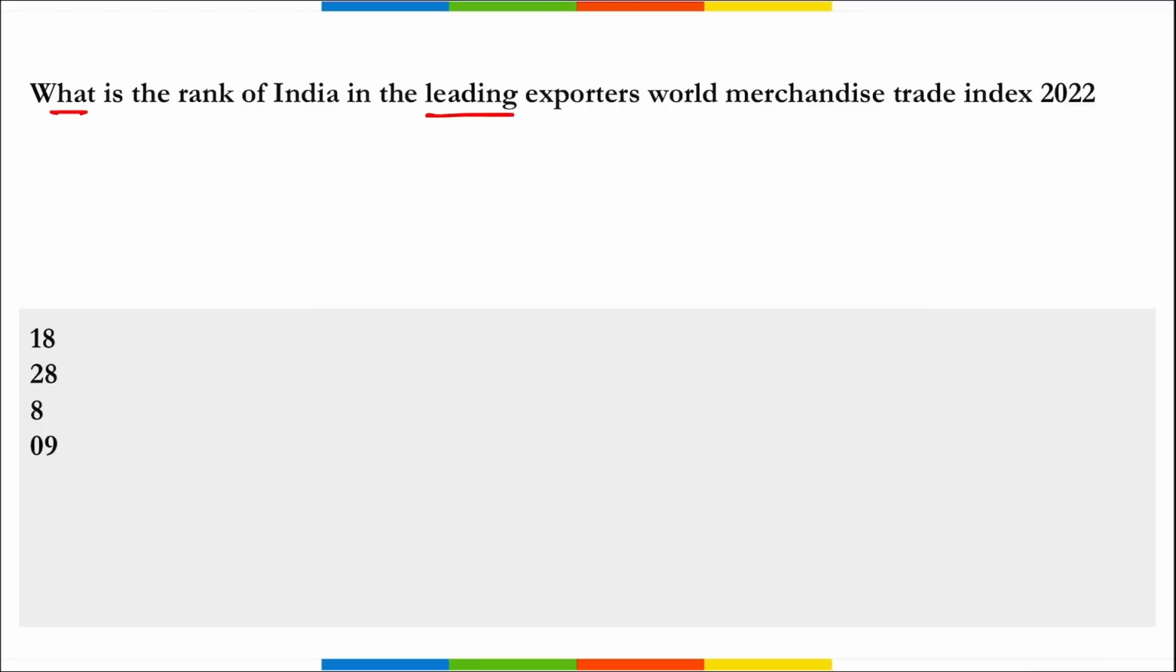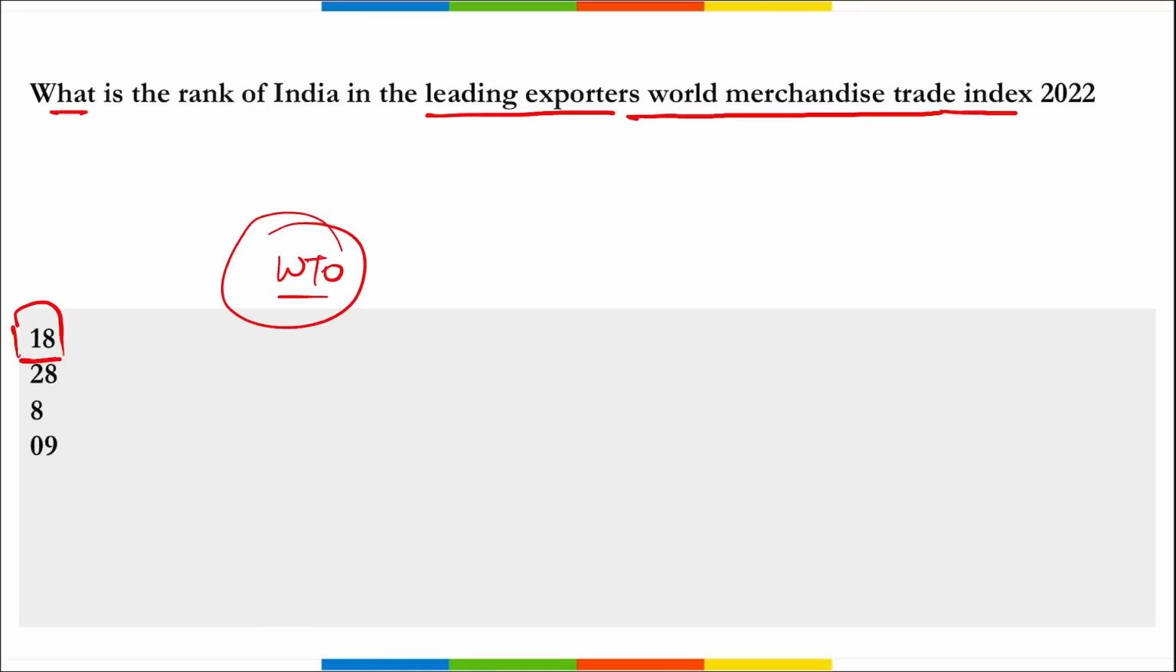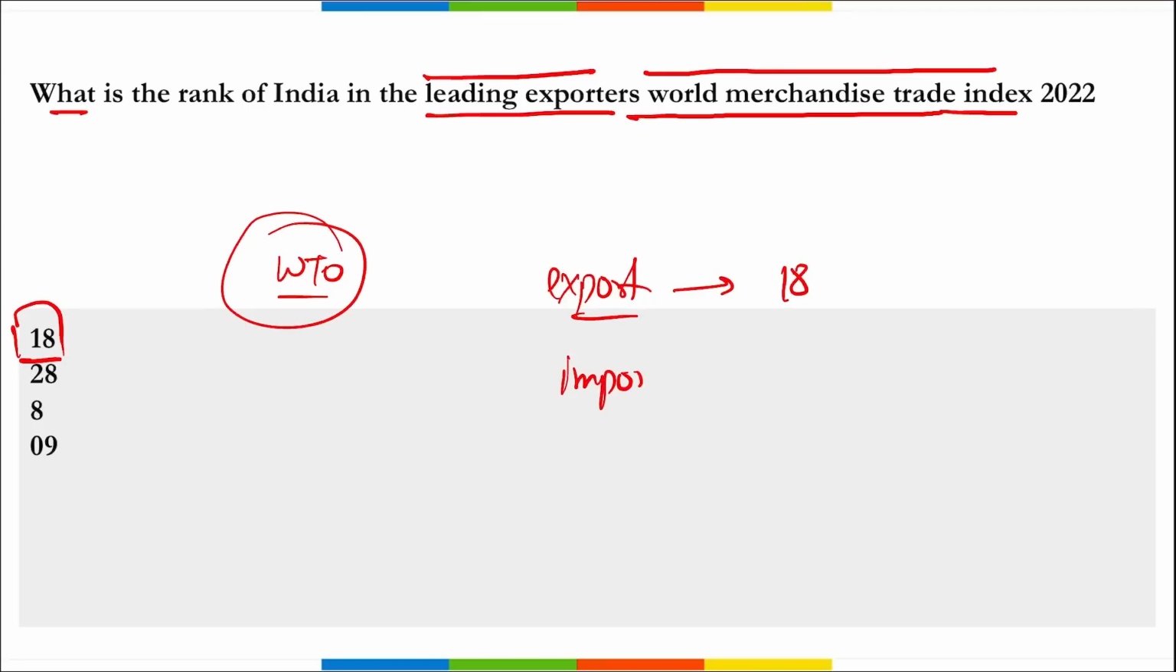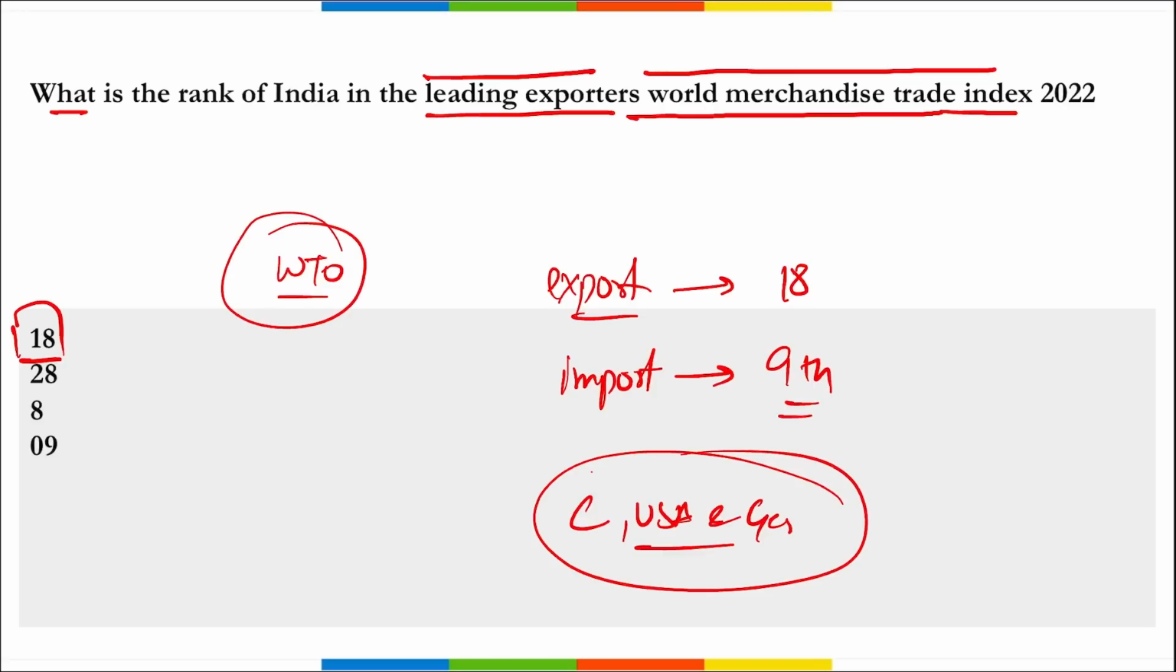Next, what is the rank of India in leading exporters in the World Merchandise Trade Index 2022? So the rank of India here is 18 in this World Trade Statistical Review 2022, right? And this was released by WTO, World Trade Organization. In leading exporters, the rank of India is 18. And if we are talking about leading importers in World Merchandise Trade, what is the rank of India? It is 9th. Correct? China, USA and Germany are the top 3 exporters in the World Merchandise Trade respectively. China on top, second USA and third Germany. Correct? This we are talking about merchandise export.